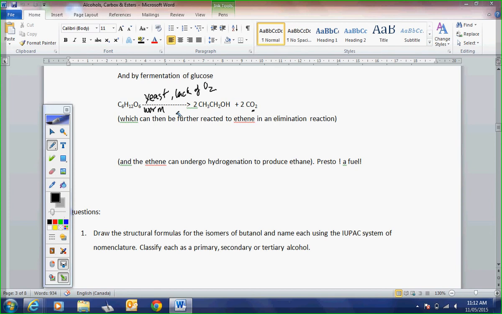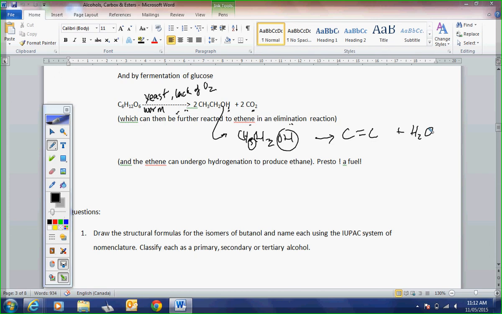Okay, but this is the best thing. So let's say you live in a country that would need to buy their crude oil from another country, because they don't have any crude oil resources. So they can ferment their corn stalk, for example, and make ethanol. Good. Okay, now what do they do with that? Well, the ethanol can then, under an elimination reaction, produce ethene, right? So you can take that ethanol, CH3CH2OH, and you can rip off the OH and one of those hydrogens and make C double bond C plus water, just like we wrote above.